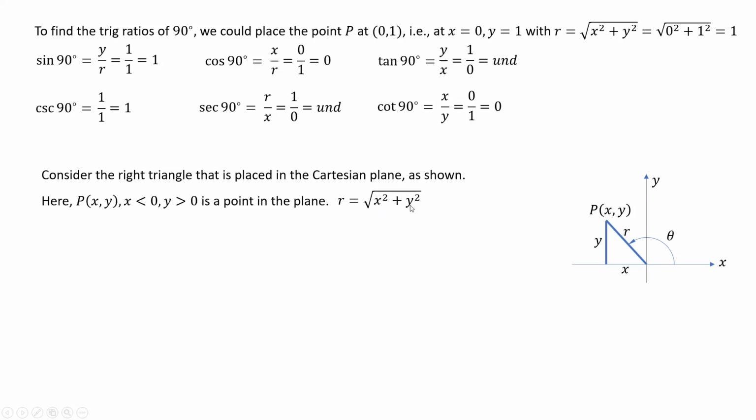So x squared plus y squared is guaranteed to be positive, and we can take the square root of a positive quantity. The thing we cannot do is take the square root of a negative number, which means, to be more precise, when we take the square root of a negative number, we do not end up with a real number.